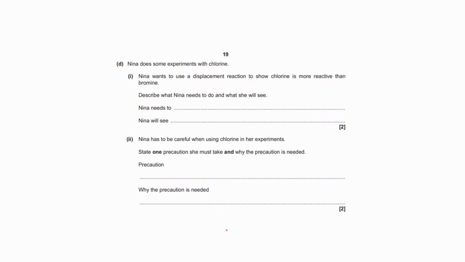Part D. Nina does some experiments with chlorine. Nina wants to use a displacement reaction to show chlorine is more reactive than bromine. Describe what Nina needs to do and what she will see. She needs to add chlorine to a solution of sodium bromide.